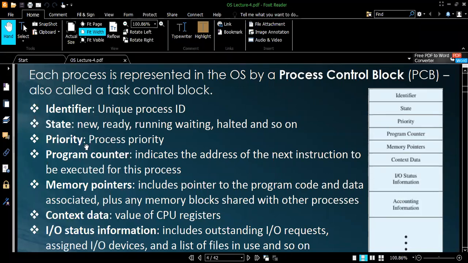And then there's priority. Processes have different levels of priority. Some processes will have a higher priority, some will have a lower priority. This priority also helps us with interrupts.